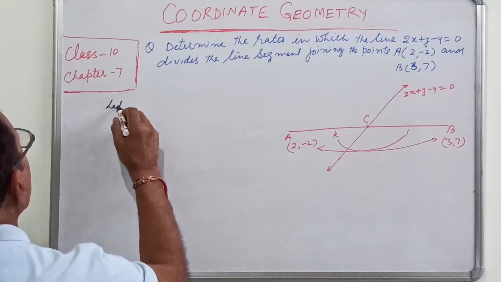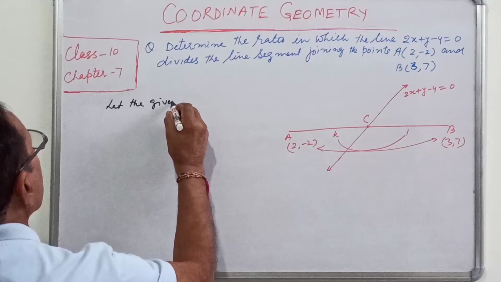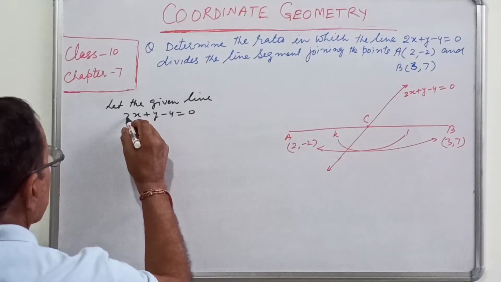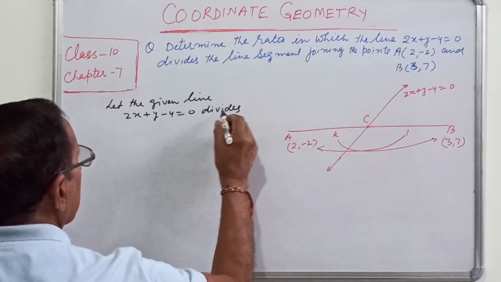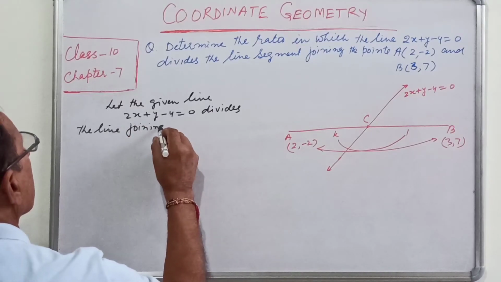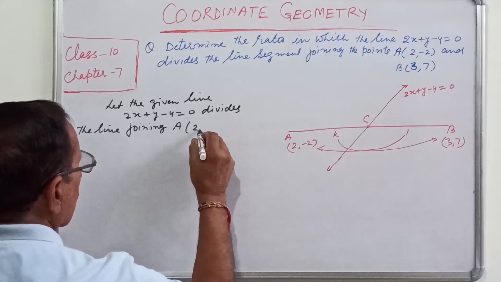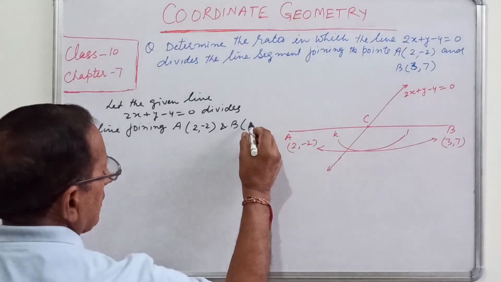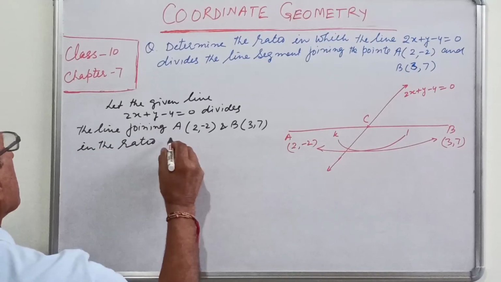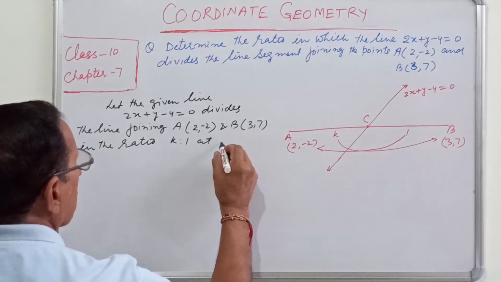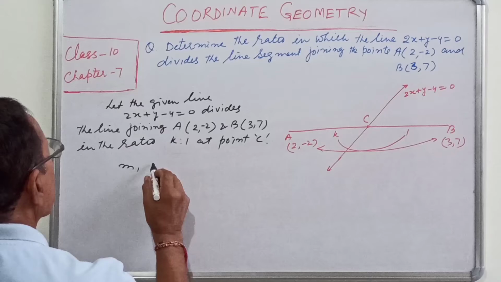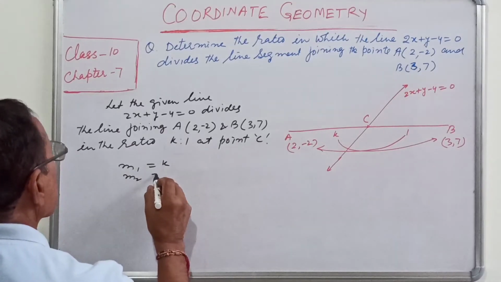So let the given line 2x plus y minus 4 is equal to 0 divide the line joining A (2, -2) and B (3, 7) in the ratio k is to 1 at point C. Therefore m1 is equal to k, m2 is equal to 1.